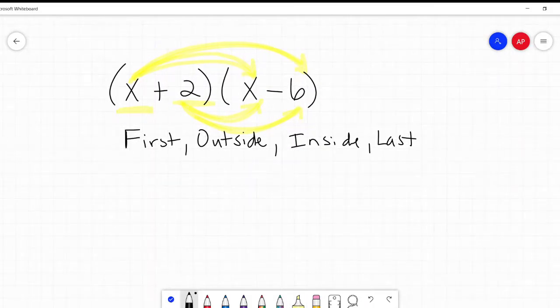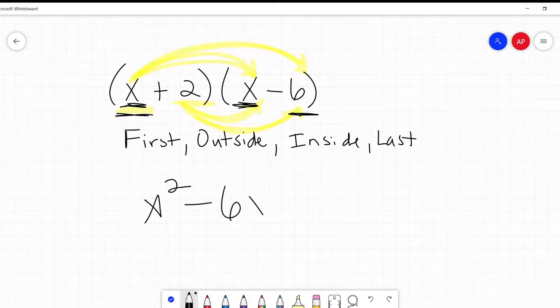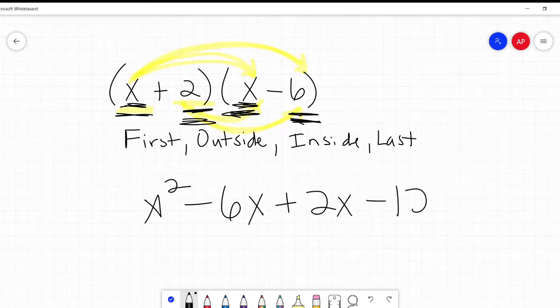All right, our first terms, meaning the first in each binomial, x times x would be x squared. Our outside terms, meaning the ones on the outside of these binomials, negative 6 and x. Multiply those together, we get negative 6x. Then our inside terms, the ones in the middle, positive 2 times x. And then finally our last terms, 2 times negative 6.